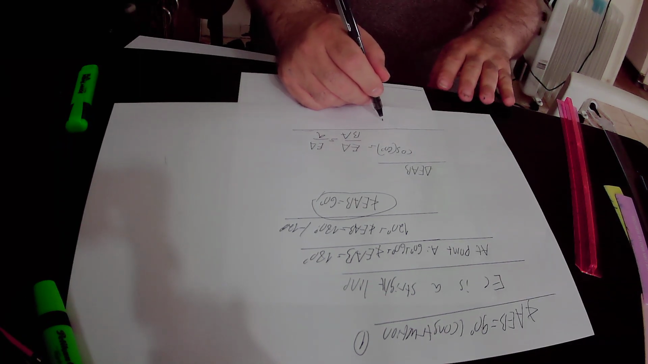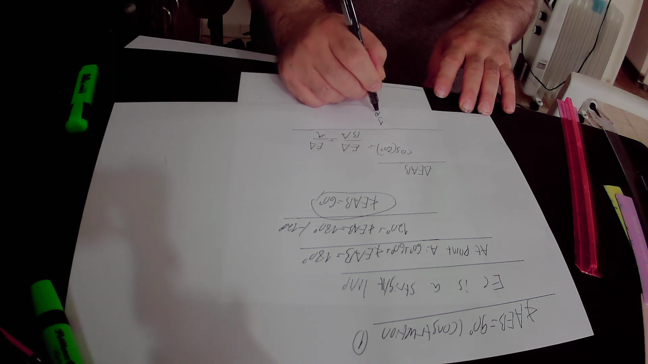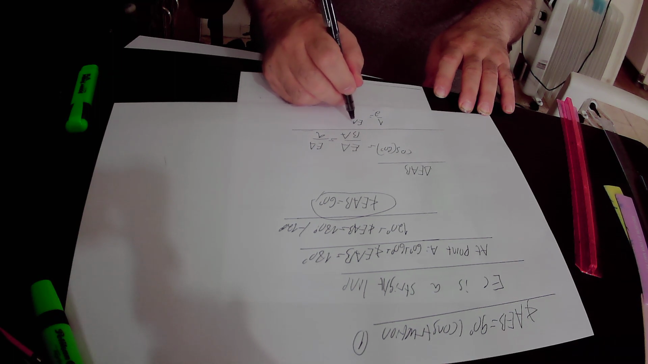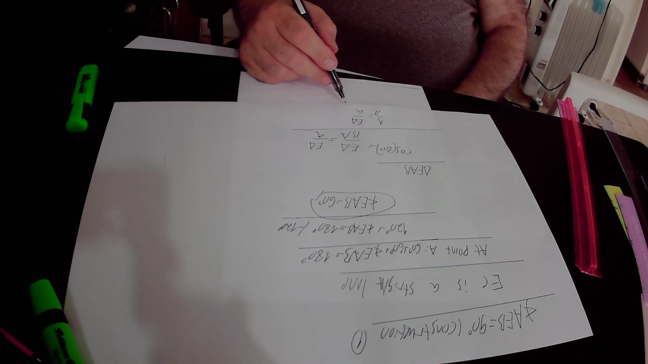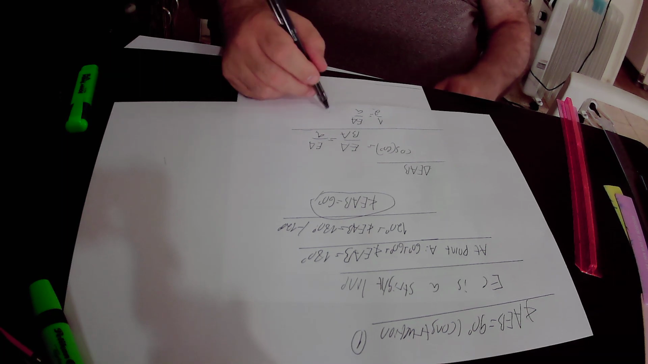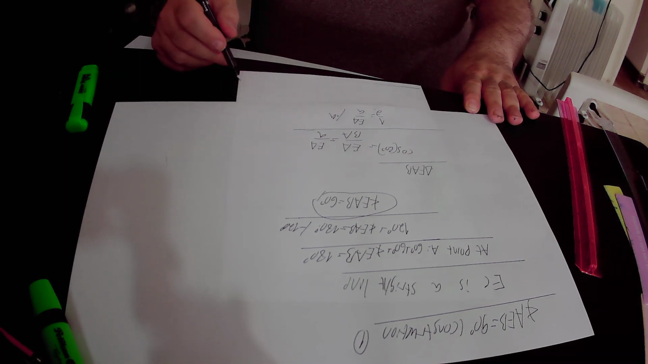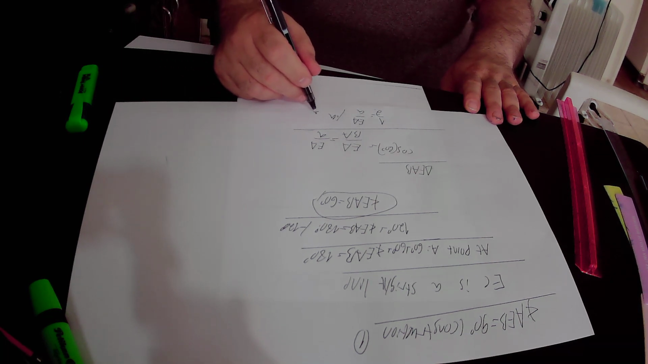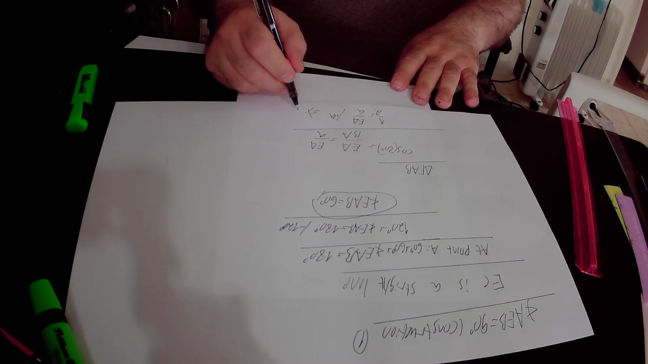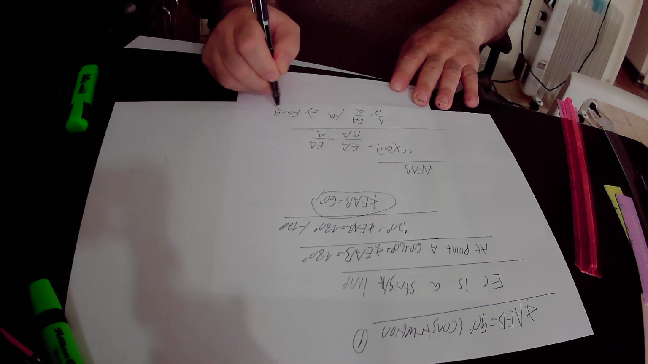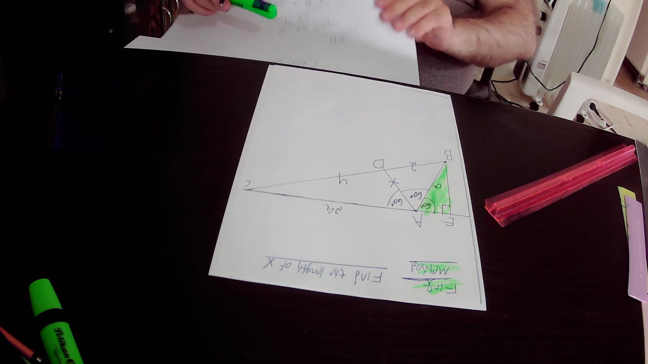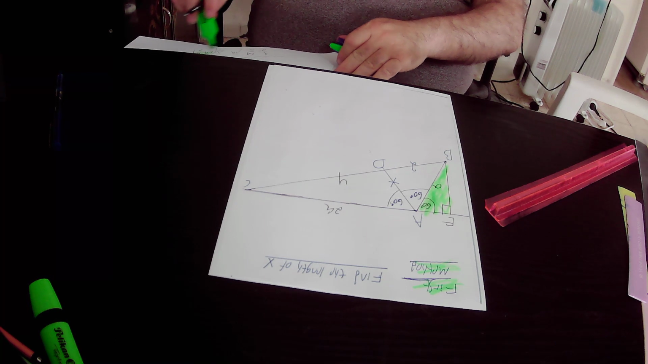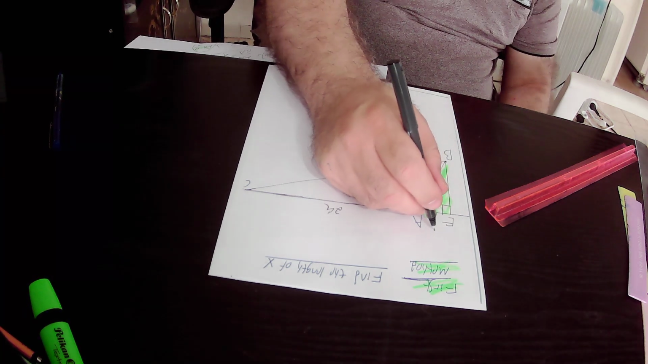Cosine 60 degrees equals 1 half, so we substitute cosine 60 degrees by 1 half. 1 half equals EA over A. Here we cross multiply this equation, multiplying by A, and we get that EA equals A over 2. Here we can write down that EA equals A over 2.